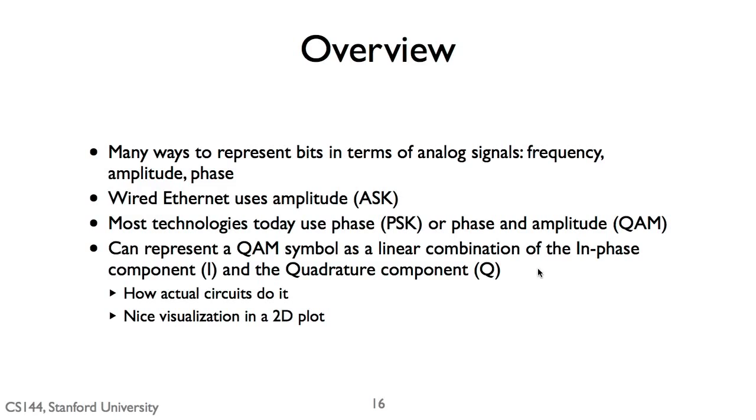And one of the key things is that you can represent a QAM symbol, or in fact any of these, as a linear combination of two things. The in-phase component I at 0 degrees and the quadrature component Q at -90 degrees. This is actually how circuits do it today. And what's really nice is that it gives you a very good pictorial representation of what the signal looks like and how it's controlled and how it's modulated and how those map to bits.